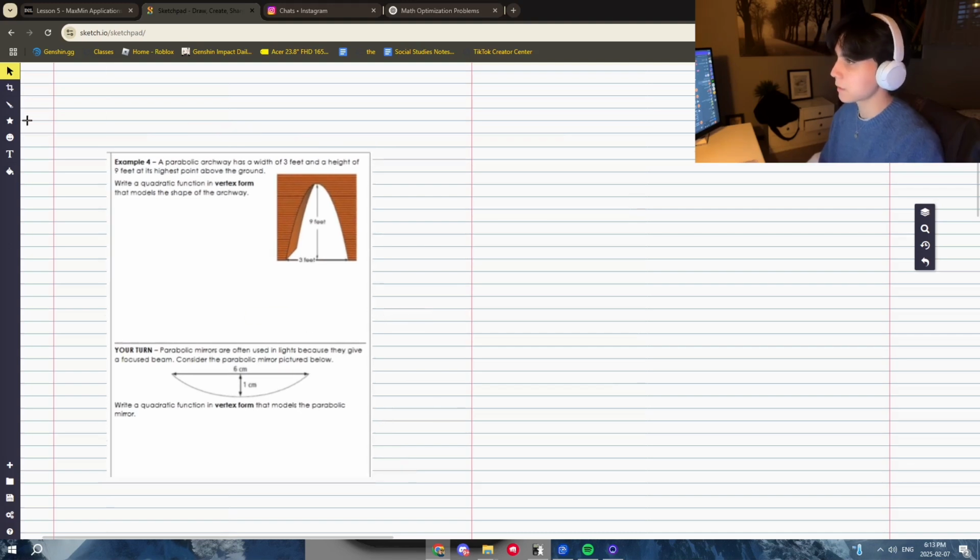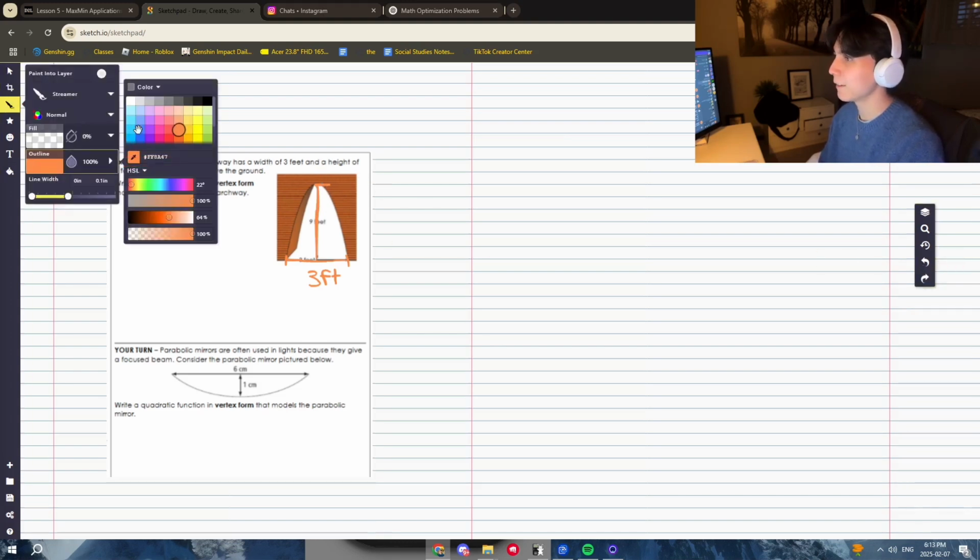So now we have example 4. A parabolic archway has a width of 3. So what this actually means is this whole thing across is going to be 3 feet, and a height of 9 feet at its highest point above the ground. So our highest point, that we know is our vertex, which represents our max here. So I'm going to use a better color, sorry. I'll use blue right now.